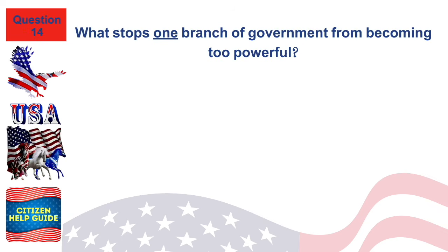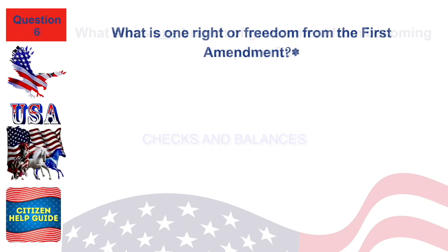What stops one branch of government from becoming too powerful? Checks and balances. What is one right or freedom from the First Amendment? Speech.